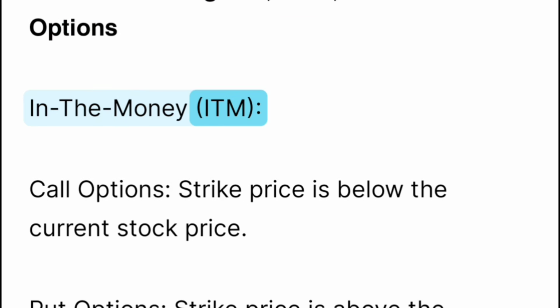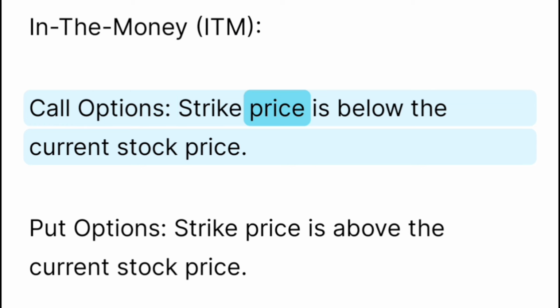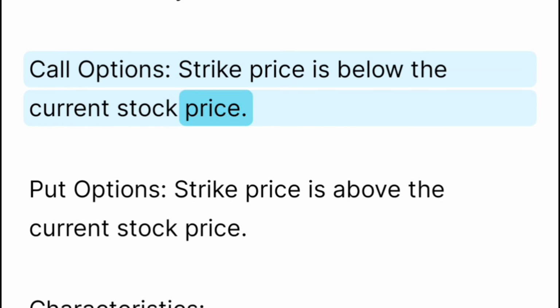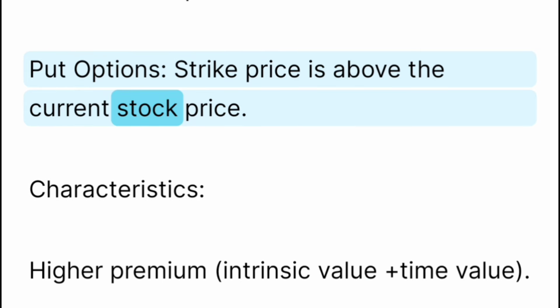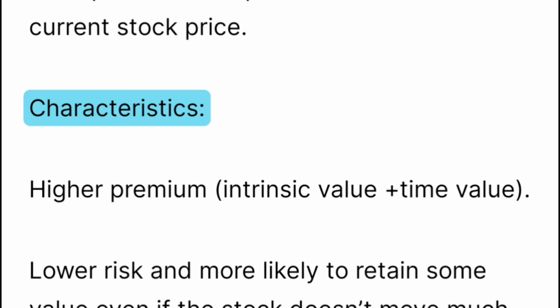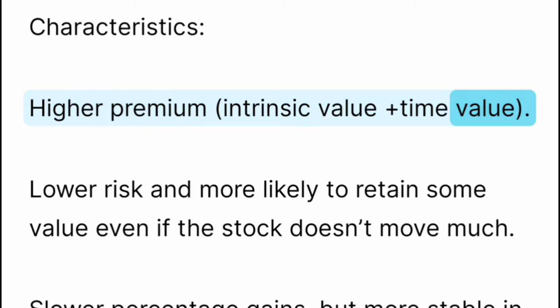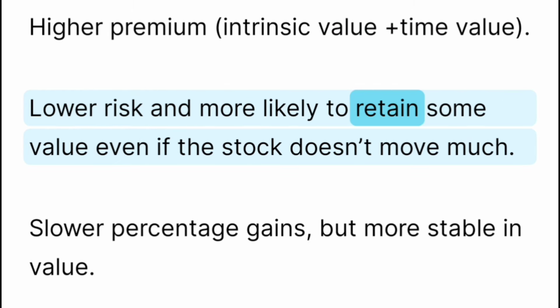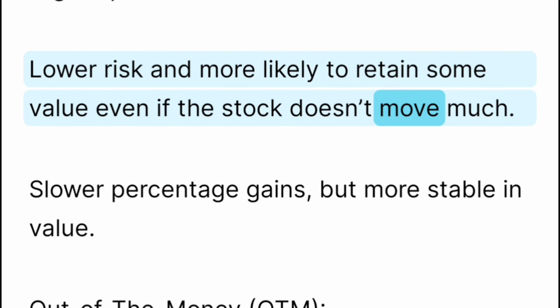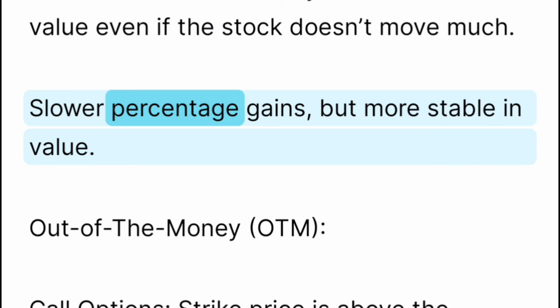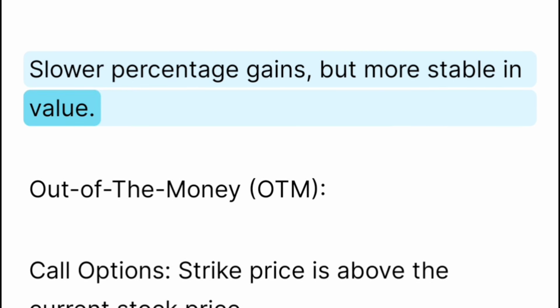In-the-money, ITM. Call options: strike prices below the current stock price. Put options: strike prices above the current stock price. Characteristics: higher premium, intrinsic value, time value. Lower risk and more likely to retain some value even if the stock doesn't move much. Slower percentage gains but more stable in value.